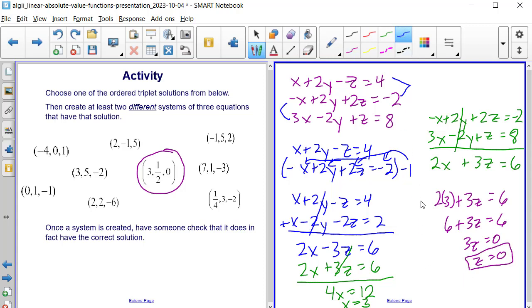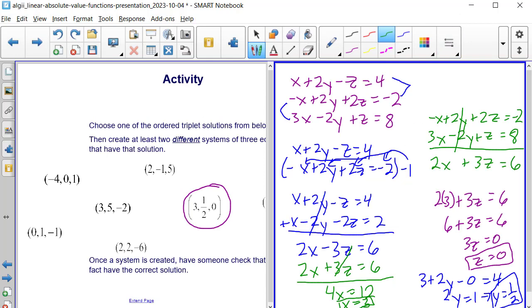Now we've got to solve for y. And all of these have a 2y in them. Okay, so let's use the first one. So x is 3 plus 2y minus 0 is equal to 4. If I subtract 3 from both sides, we'll have that 2y is equal to 1. So therefore, y does indeed equal 1/2. So we do have all of our coordinates from this one point and a system that is valid for them.